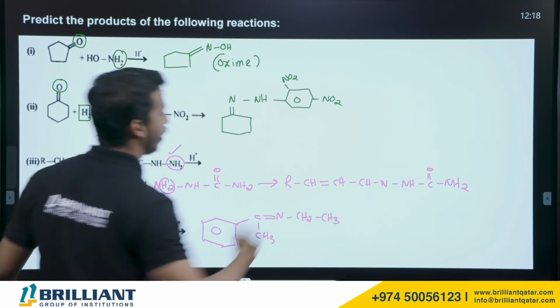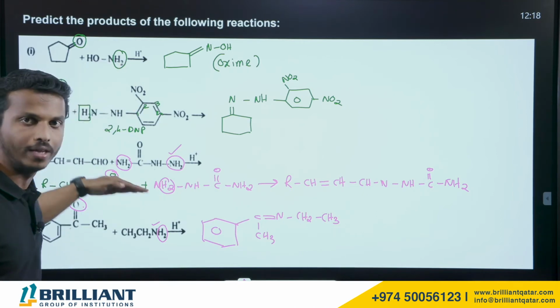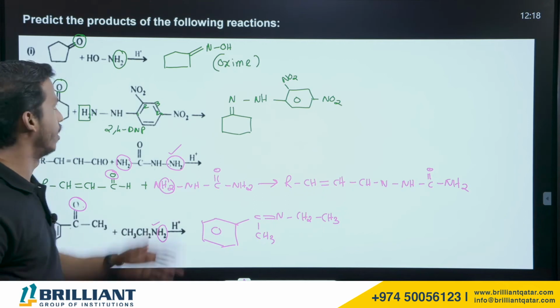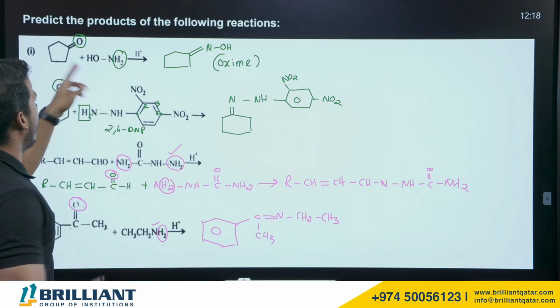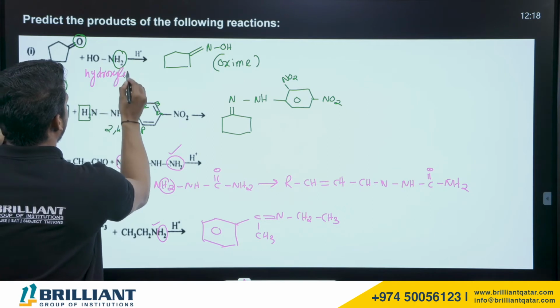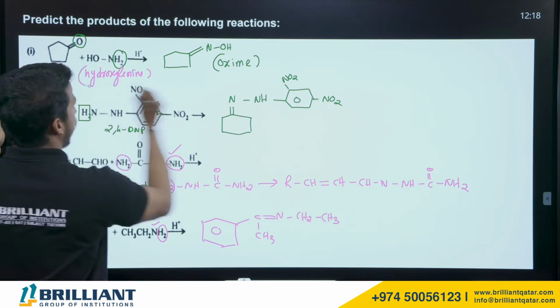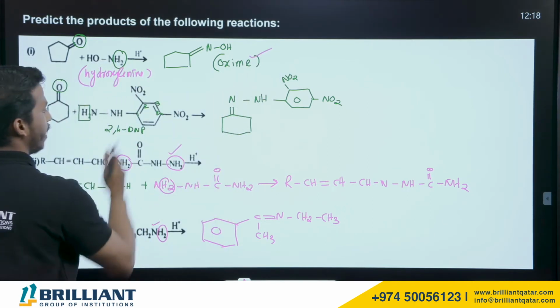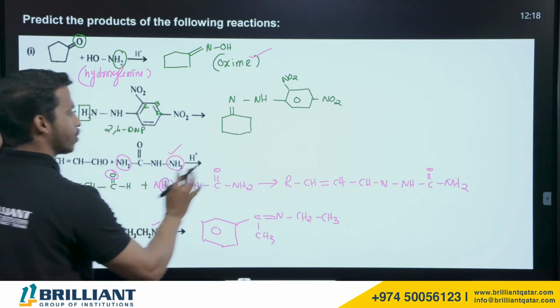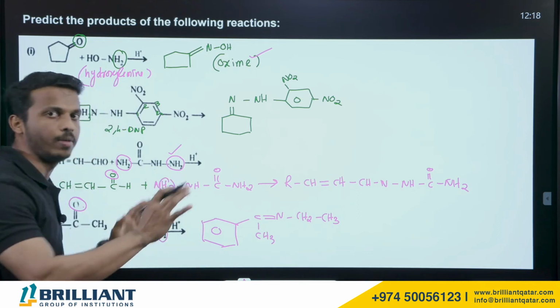So when an aldehyde or ketone is treated with these kinds of agents, don't try to do any other reaction, just eliminate water and write it. But be careful, when you treat any aldehyde or ketone with hydroxylamine, the product is called what? Oxime. With 2,4-DNP it is called 2,4-dinitrophenylhydrazone. With semicarbazide it is called what? Semicarbazone. The general name is enough.